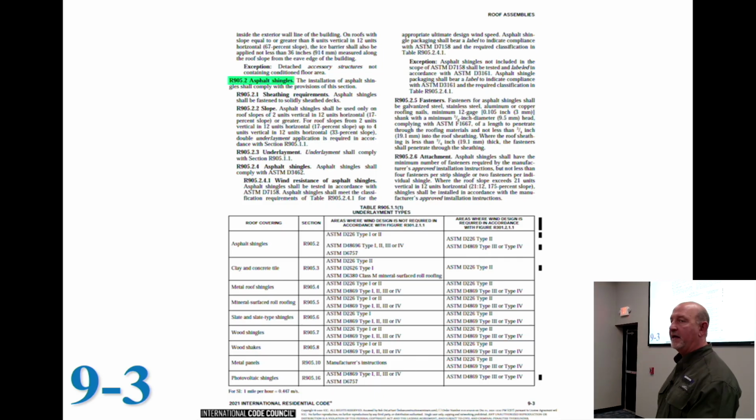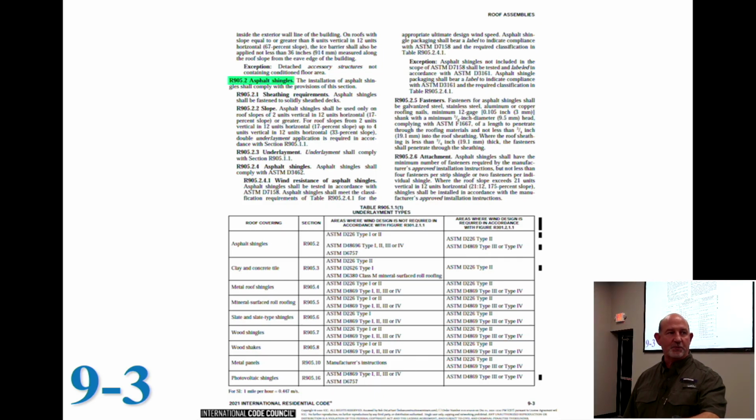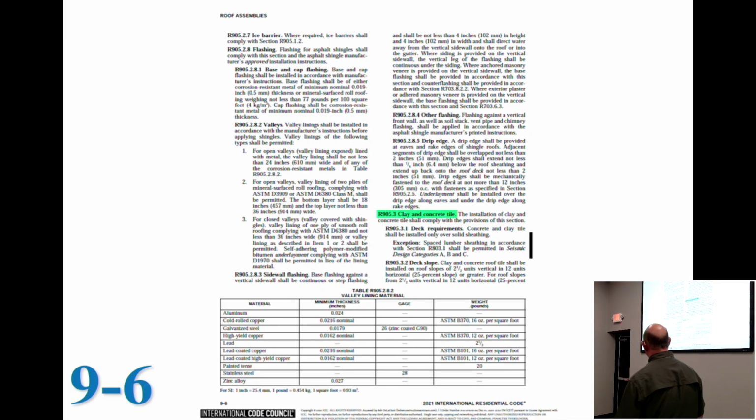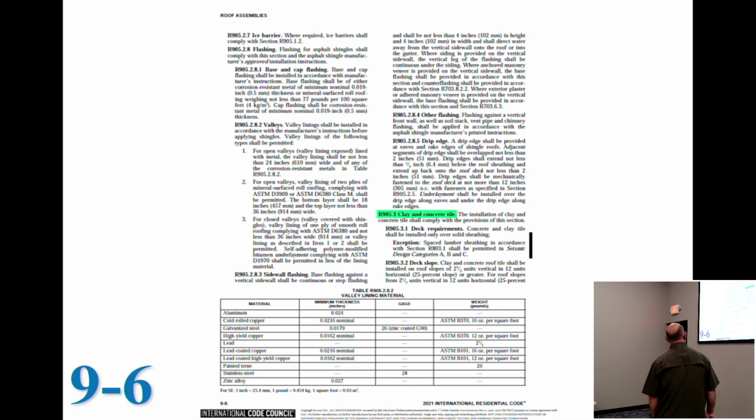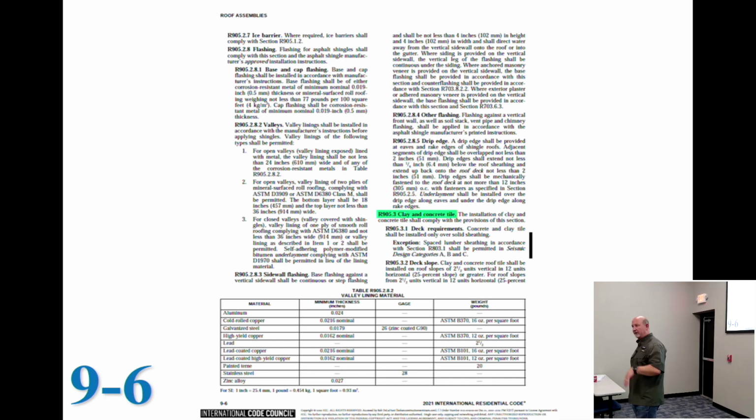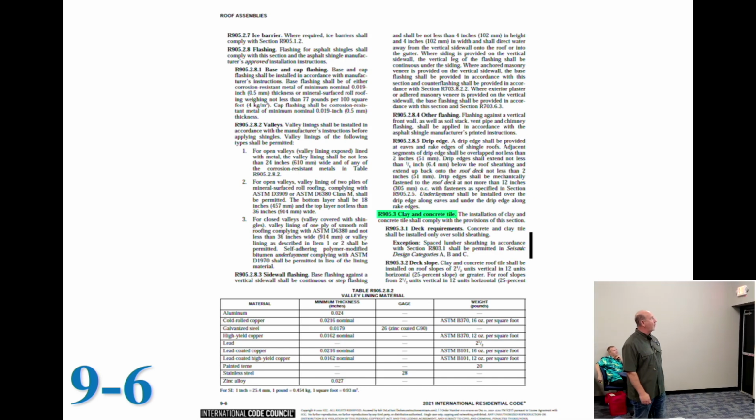Nope. Now again, don't believe me. You need to find this for yourself. This is practice for you. 905.3, right? 905.3 is on 9-6, bottom right. 905.3 is clay and concrete tile. Nope, keep going. What is a 905.4?